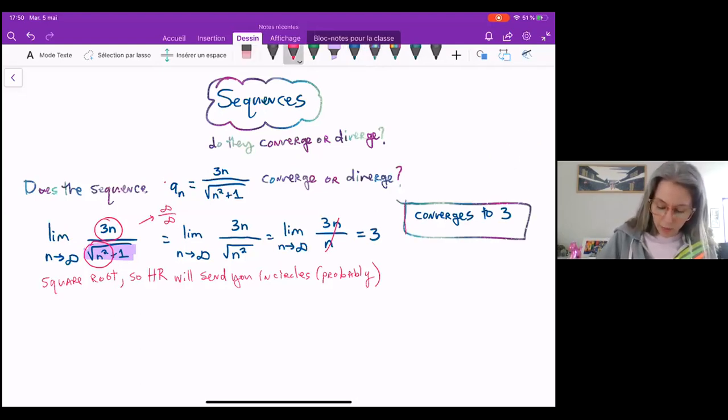Okay, so that's one of the first things that can happen. We could end up with a square root where L'Hopital's rule, sure, we're allowed to use it, but if I use it over and over and over again, I'm still just not going to get anywhere. So that would happen in this case.